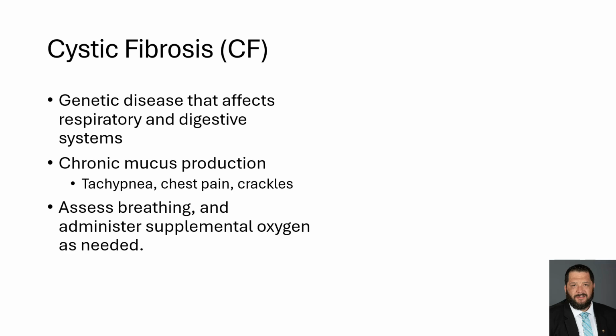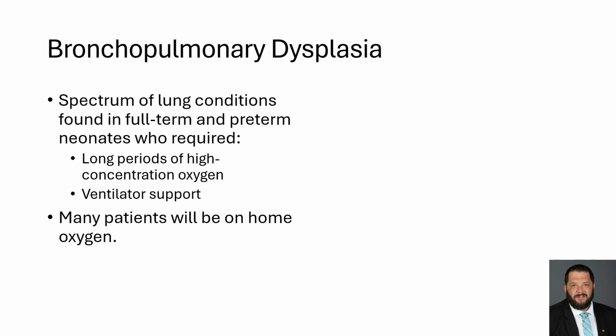Cystic fibrosis is a genetic disease that affects the respiratory and digestive system. There's chronic mucus production, accompanied by tachypnea, chest pain, and crackles, which are all common. Supportive care, right? Administer supplemental oxygen as needed for the hypoxic patient. Bronchopulmonary dysplasia. This is a spectrum of lung conditions found in full-term and preterm neonates who require long periods of high concentration oxygen. These patients commonly need ventilator support, and they'll be on at-home O2 most of the time.